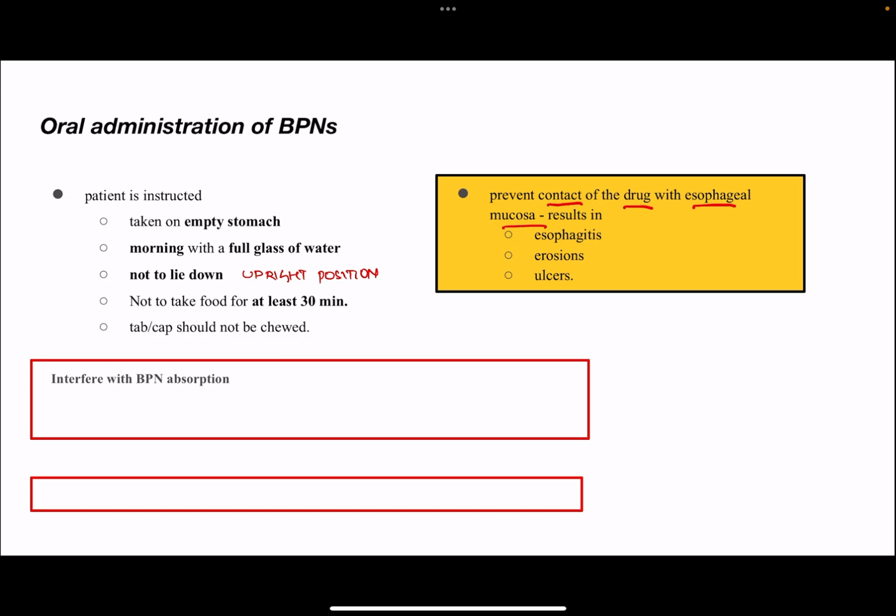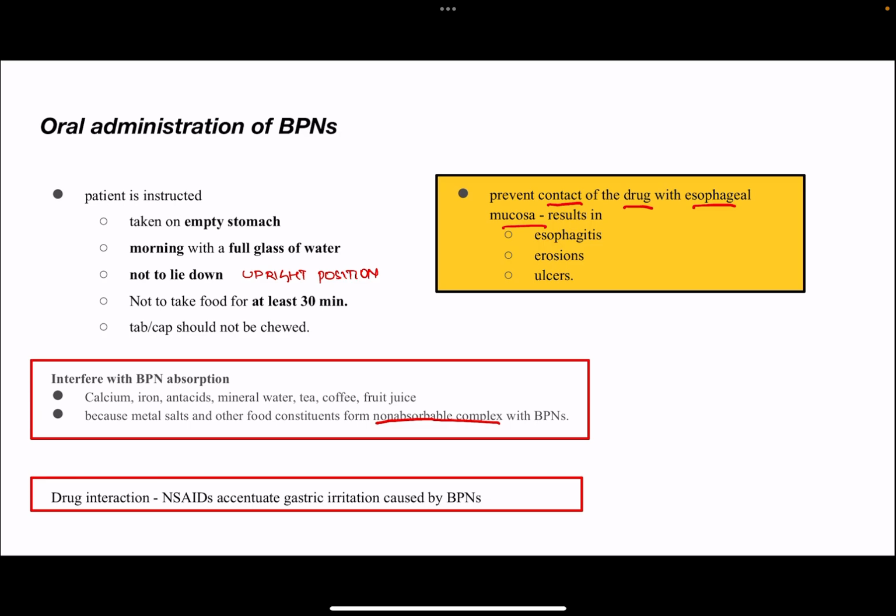What are the things which can interfere with the oral bisphosphonates? If it is given along with chelating agents such as calcium, iron, antacid, mineral water, tea, coffee, fruit juice, it is going to form metal salts, and they will form a non-absorbable complex with the bisphosphonates. One very important drug interaction you should remember is that whenever you give bisphosphonates with NSAIDs, non-steroidal anti-inflammatory drugs, there will be aggravation of the gastric irritation. As you know, NSAIDs are going to increase the gastric irritation caused by bisphosphonates.